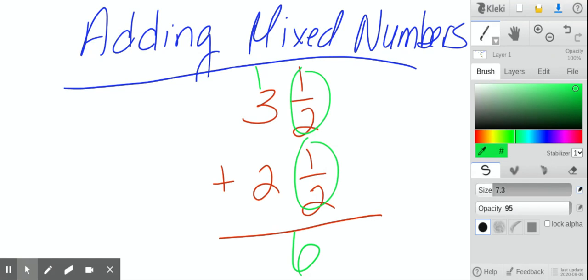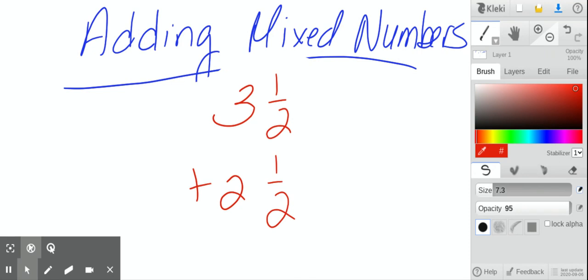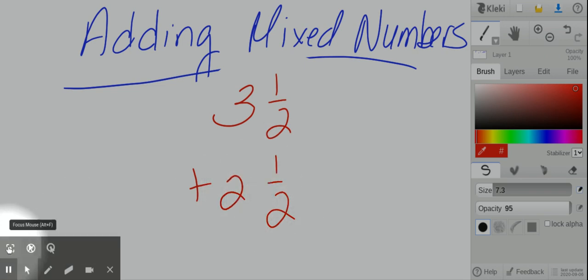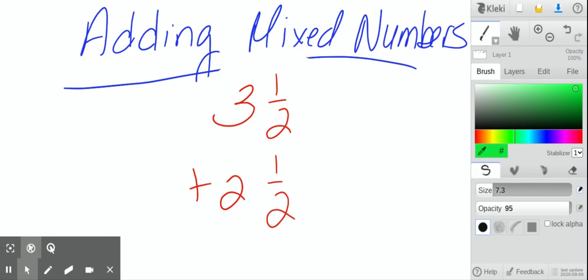A third way you can do this is change the mixed numbers into improper fractions. So when you did this in elementary school, changing mixed numbers into improper fractions, I'm going to take my denominator, multiply it by the whole number, add in my numerator. So 2 times 2 plus 1. So let's go ahead and do that. So 2 times 2 and then add the 1. I'm going to do the same thing with my top mixed number. 2 times 3 and then add the 1. Then my denominators stay the same.